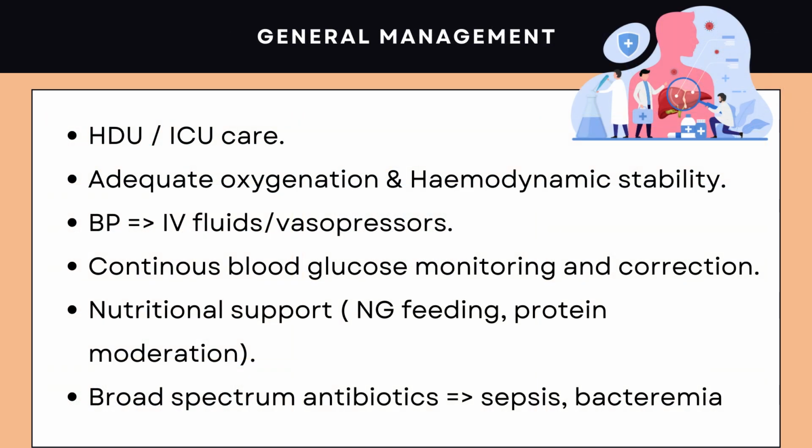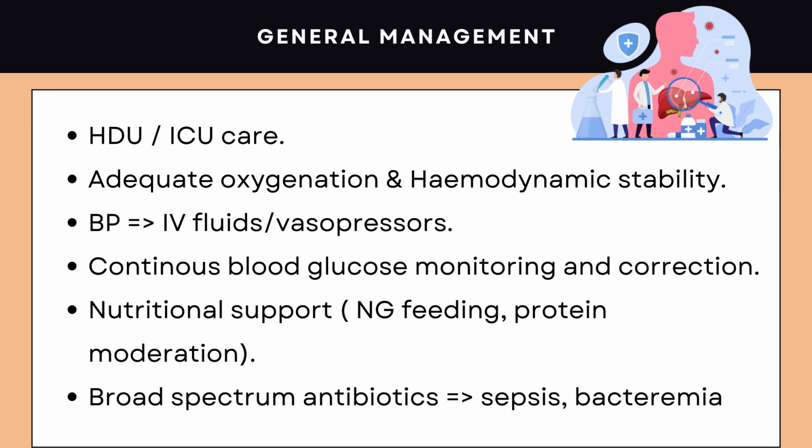The patient should ideally be managed in an intensive care unit or at a high dependency unit in a ward. Maintaining adequate oxygenation and hemodynamic stability is very important. Protection of the airway and adequate ventilation is extremely important in patients with encephalopathy due to acute liver failure. Use intravenous fluids to stabilize the blood pressure and vasopressors if the fluids are ineffective. Prevent hypoglycemia with continuous blood glucose monitoring and correction.